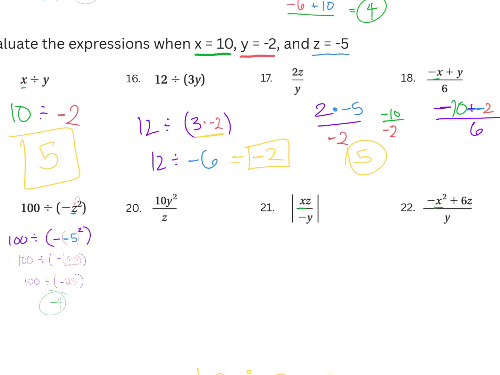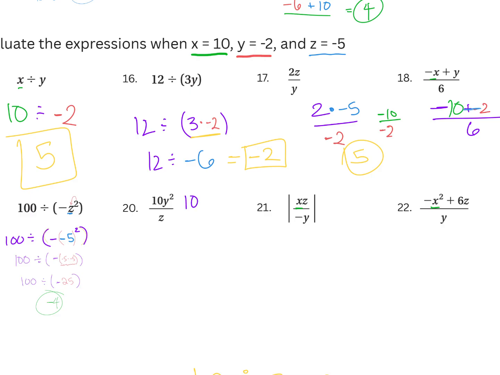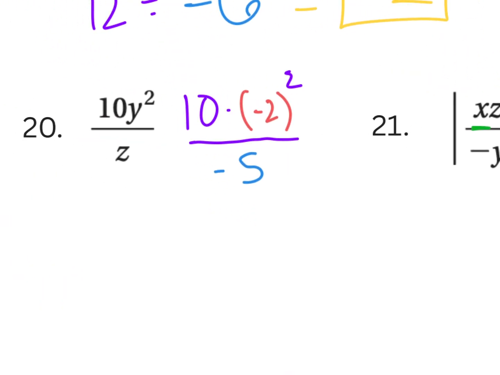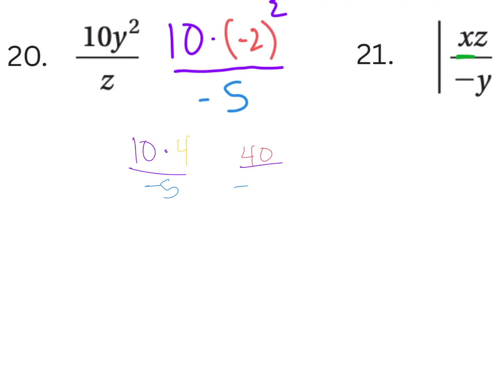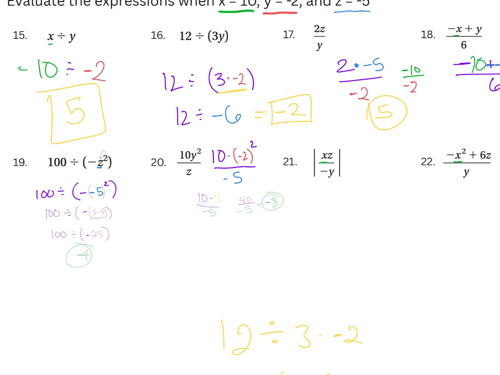Let's see, y is 10 times negative 2 squared all over negative 5. All right. So we're going to get 10 times 4. Maybe I should make this yellow. 4 over negative 5. 10 times 4 is 40. Divide that by negative 5. We get negative 8. We got 2 more.